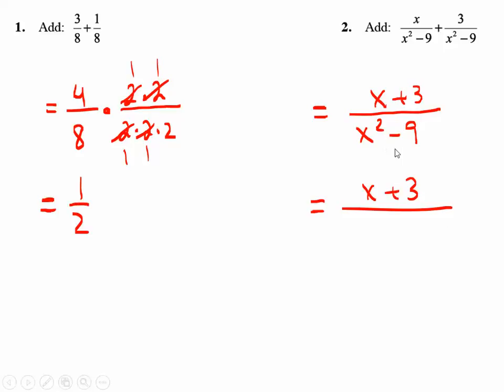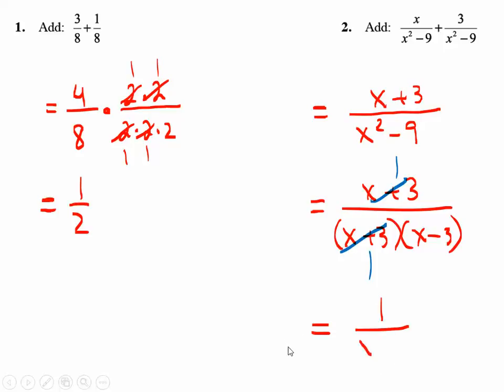So difference of two squares, so that means one factor is going to be x plus 3, the other one is going to be x minus 3. And just like problem number 1, we cancel off any factors that are exactly the same top and bottom, and how about 1 over x minus 3 as our final answer?